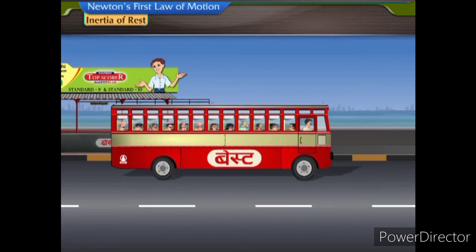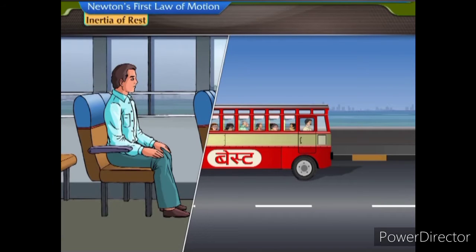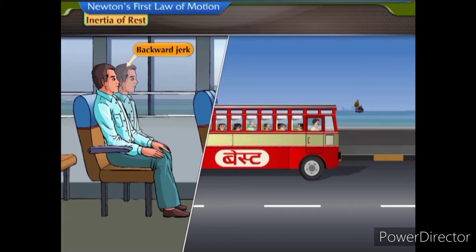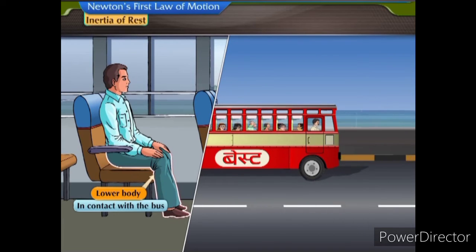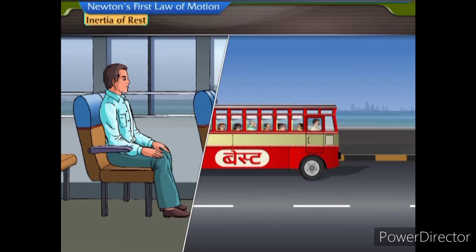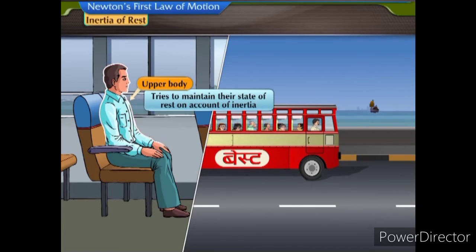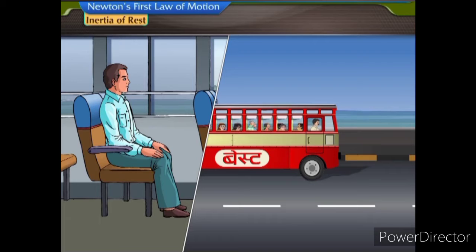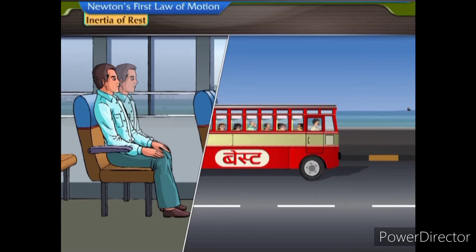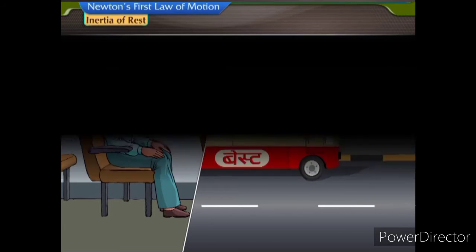When a bus starts suddenly, the passengers receive a backward jerk. The passenger's lower body in contact with the bus also starts moving as the bus starts. But the upper body tries to maintain its state of rest on account of inertia. Therefore, when the bus starts moving, the passengers experience a backward jerk.